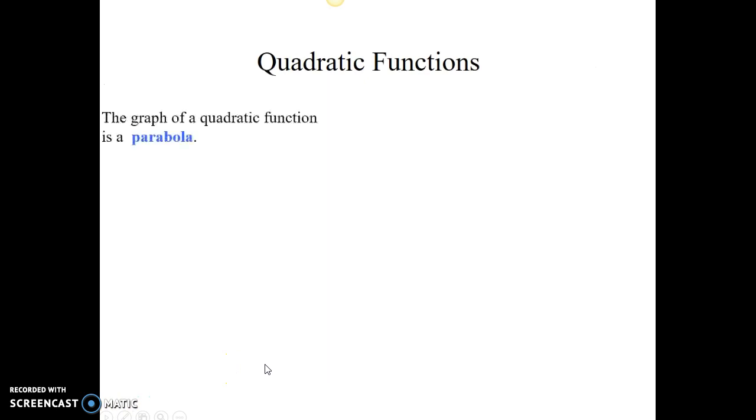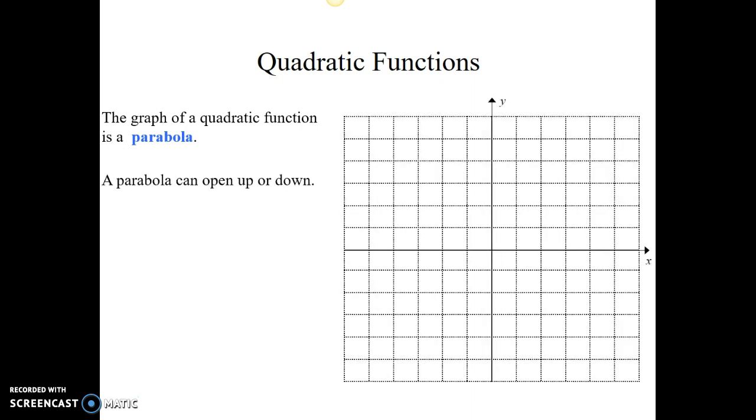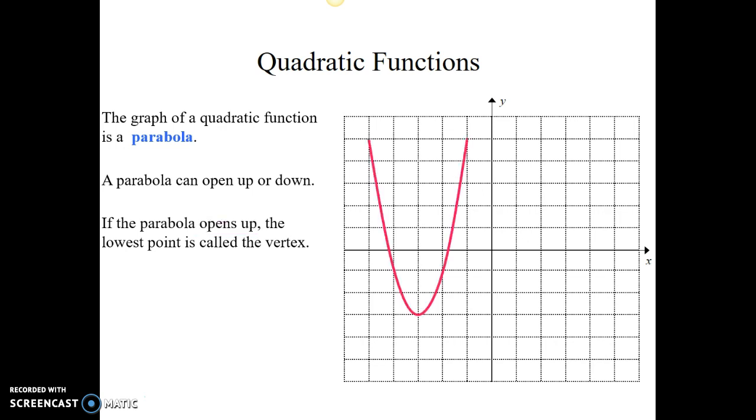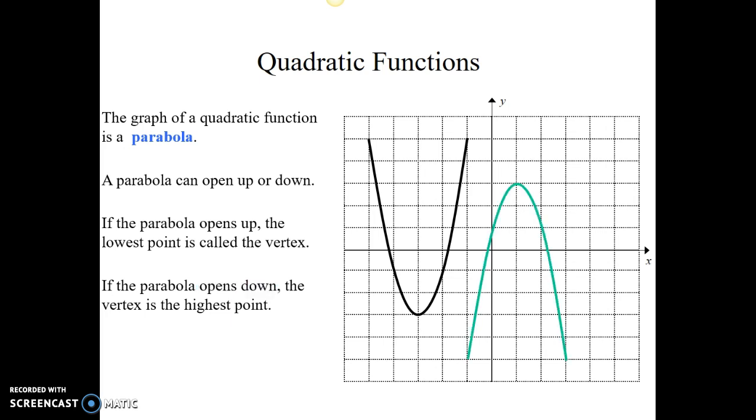The graph of a quadratic function is a parabola. A parabola can open up or down. If the parabola opens up, the vertex is the lowest point, or called the minimum. If the parabola opens down, the vertex is the highest point, which is also called the maximum.